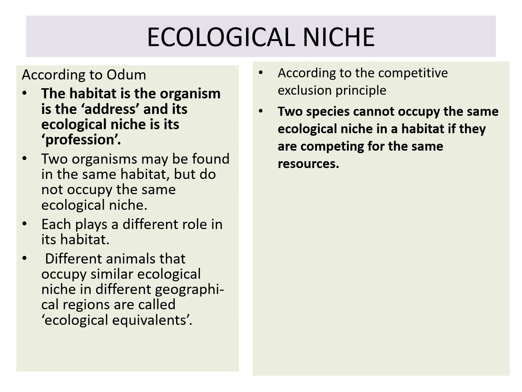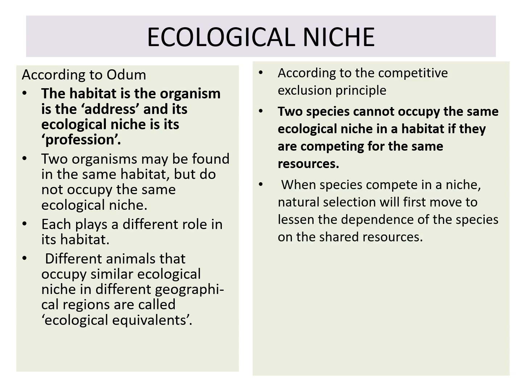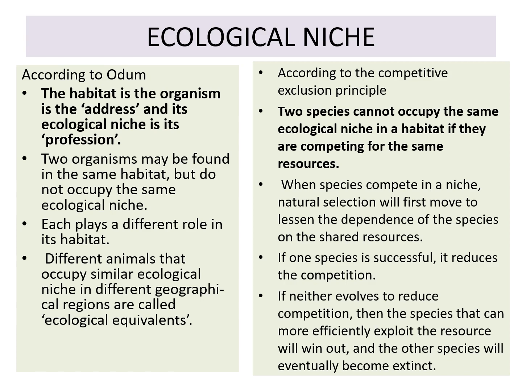According to the competitive exclusion principle, two species cannot occupy the same ecological niche in a habitat if they are competing for the same resource. When species compete in a niche, natural selection will first move to lessen the dependence of the species on the shared resources. If one species is successful, it reduces the competition. If neither evolves to reduce competition, then the species that can more efficiently exploit the resource will thrive and the other species will eventually become extinct.